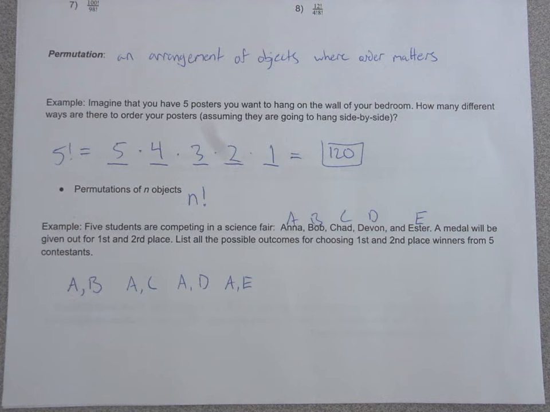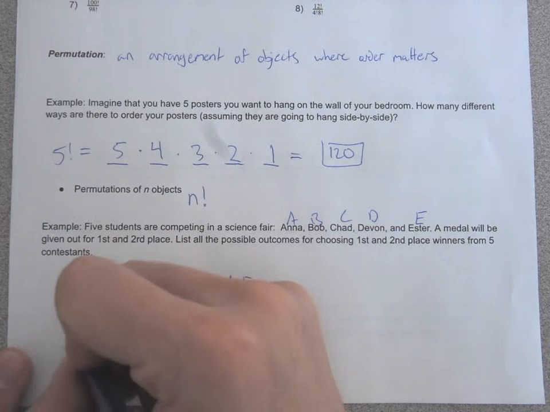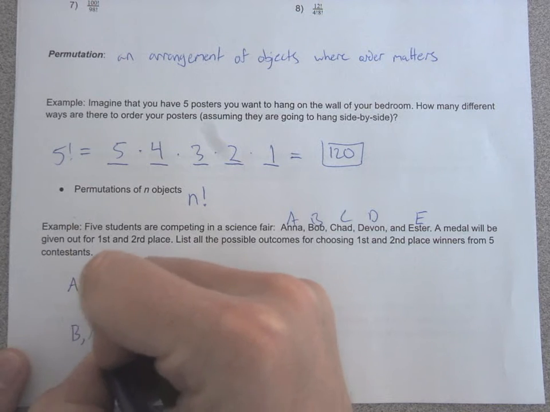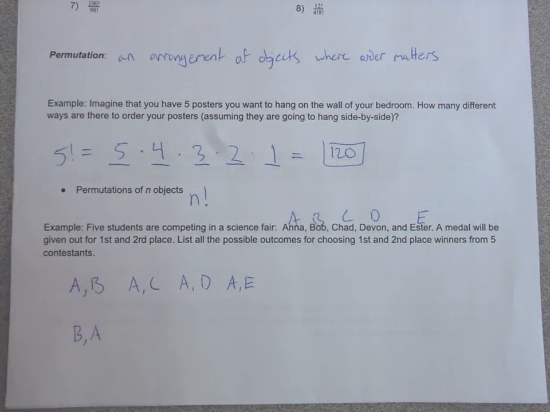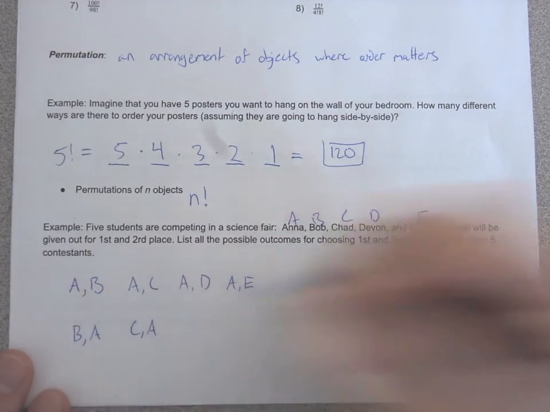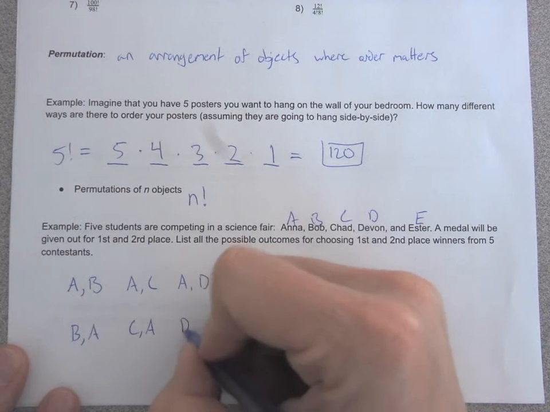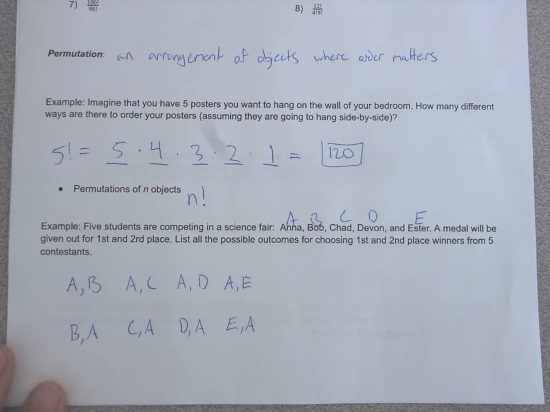All right, now we can also rearrange these. So if you think about flipping the order, if I had B then A, that would represent Bob getting first and Anna getting second. And so these are actually 2 different options, even though they look kind of similar. Similarly, we could have Chad in first and Anna in second. And we could have Devin in first and Anna in second. Or we could have Esther in first and Anna in second. So those represent all the possible outcomes where Anna is getting first or Anna is getting second.